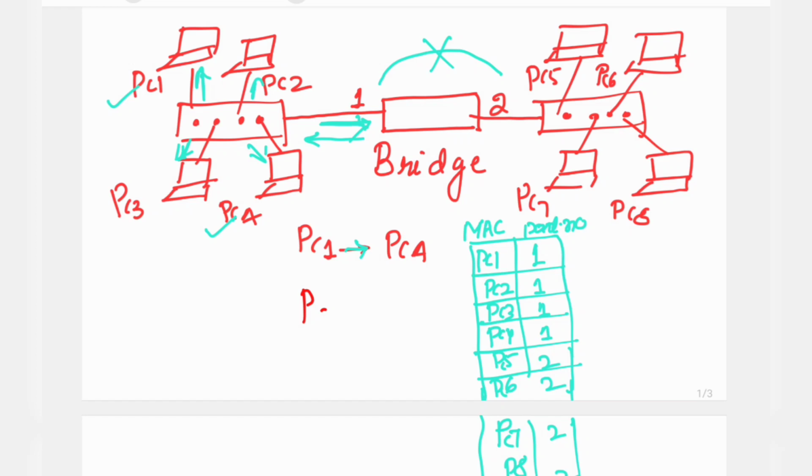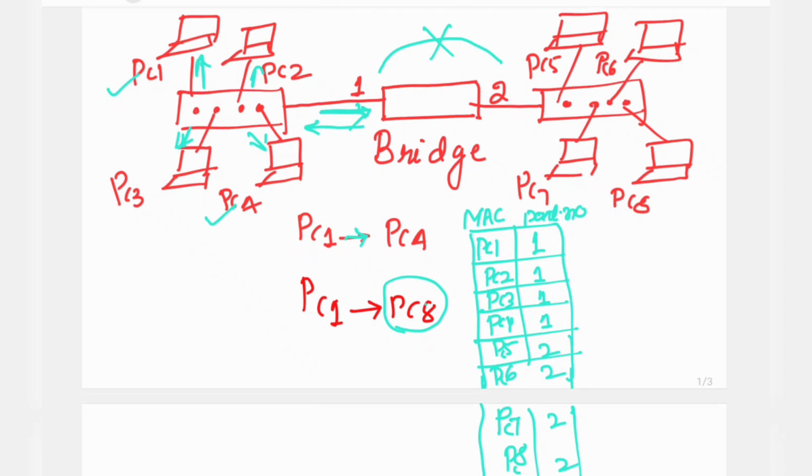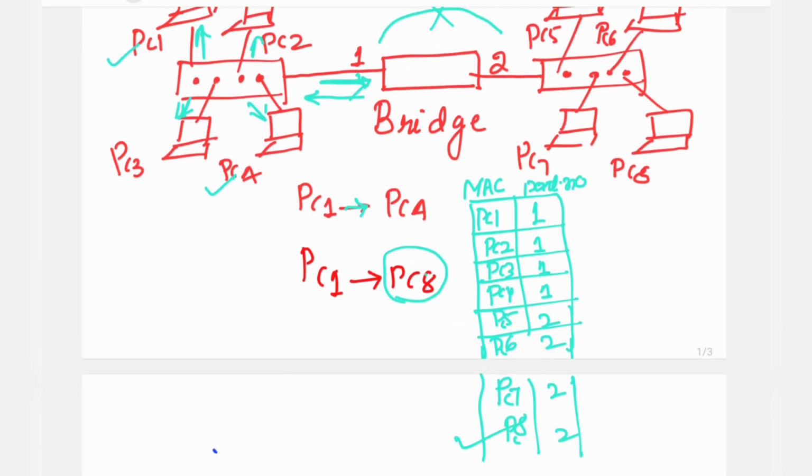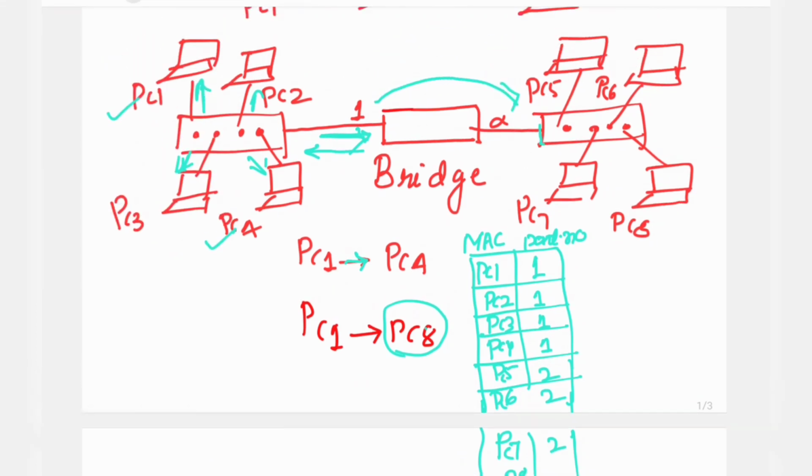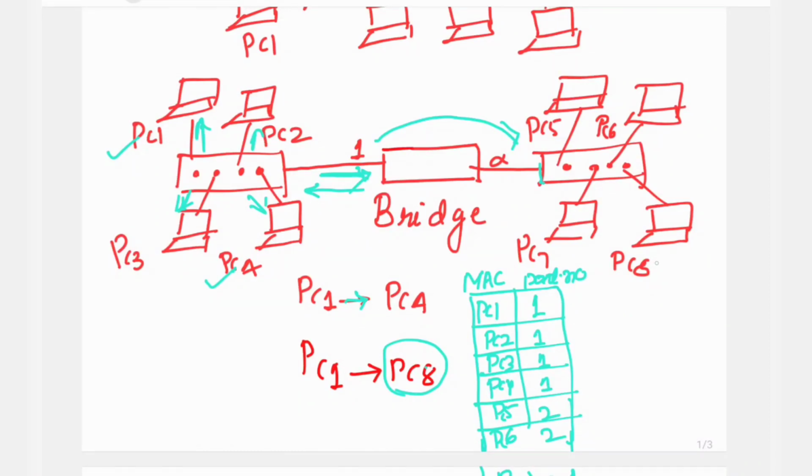If PC1 wants to send a message to PC8, where is the destination host present? It is connected to port 2, so the bridge will forward the packet towards the other side. The other side is another hub to which PC8 is connected. Even here, this hub will try to broadcast this packet. Actually, the intended recipient is PC8 only, but the message is received by all the PCs connected to this network.